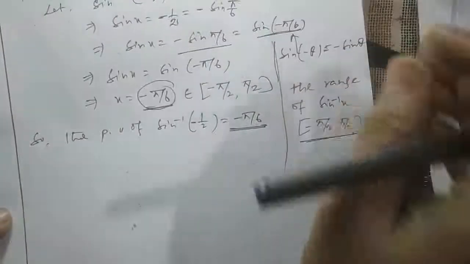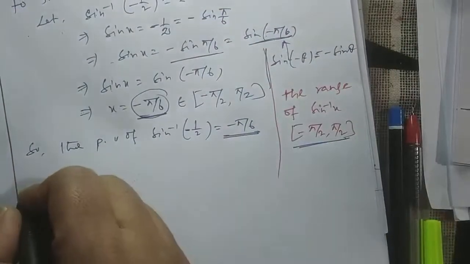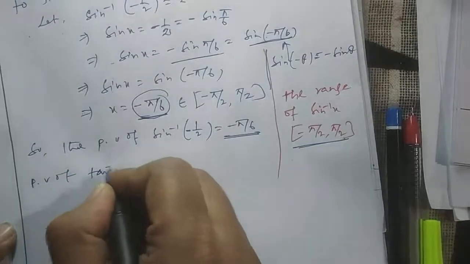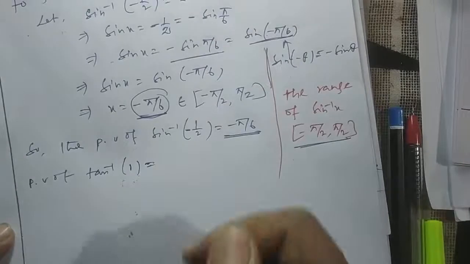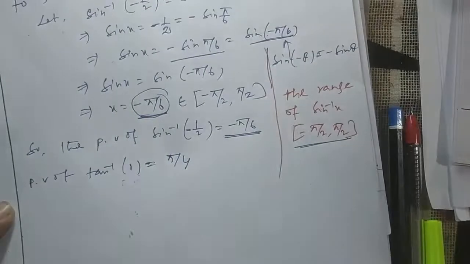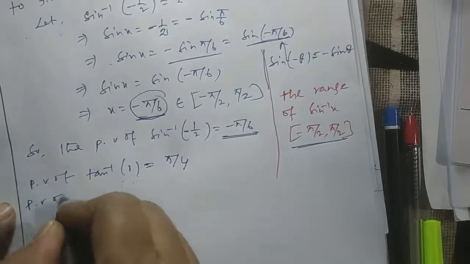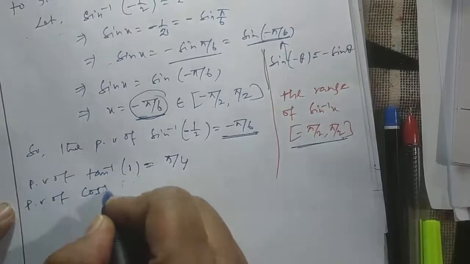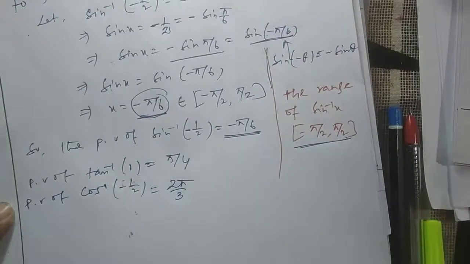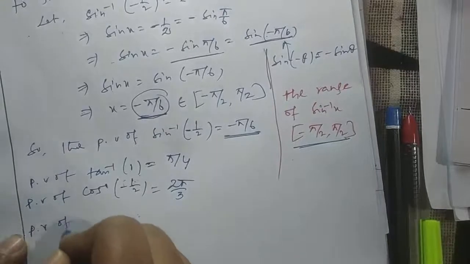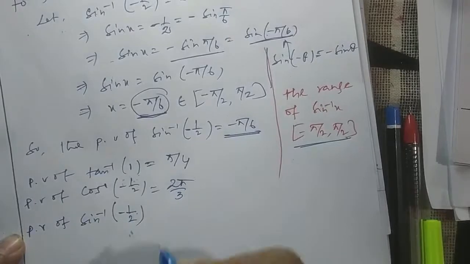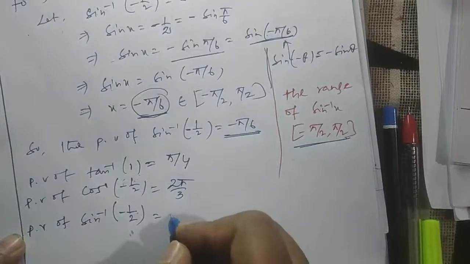So I am writing all the PVs one by one. Firstly, we have found the PV of tan inverse 1 is pi by 4, correct? The PV of the second ITF, cos inverse minus half, was 2 pi by 3, correct? Similarly, now we are getting the PV of the final ITF, that is sin inverse minus half, is minus pi by 6.